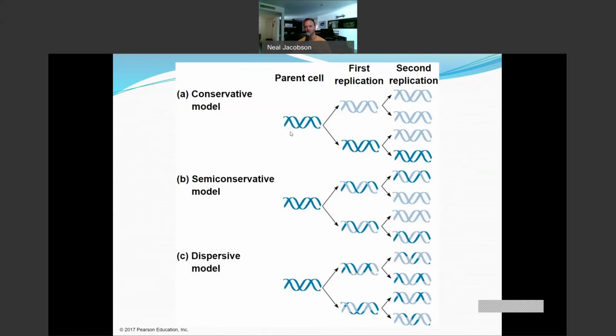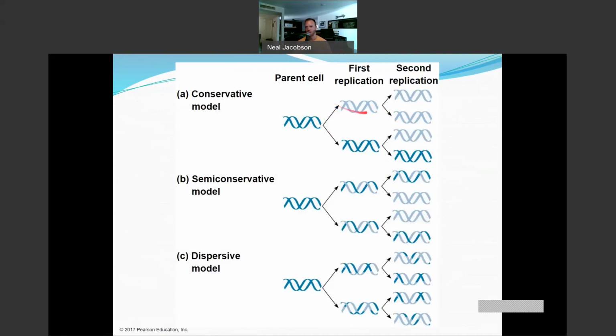So conservative model, peanut butter and jelly sandwich. Let me get my little swishy pointer. So peanut butter and jelly sandwich. We're going to open up one and make a brand new copy from it, just by looking at it. So one will be new and then one will be old.